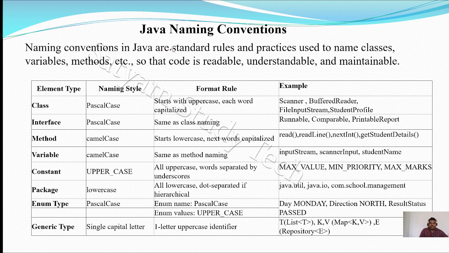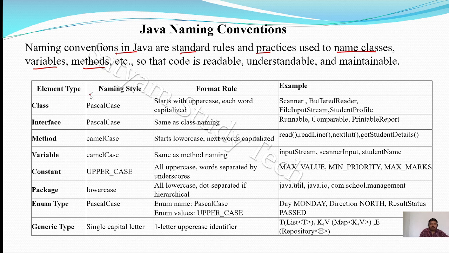Today's topic is Java naming conventions. Naming conventions in Java are standard rules and practices used to name classes, variables, methods, interfaces, and so on. For example, in the previous video we discussed what is meant by an identifier. An identifier does not have a fixed length; it can take the length of any variable or method name, but it should give a meaningful name.